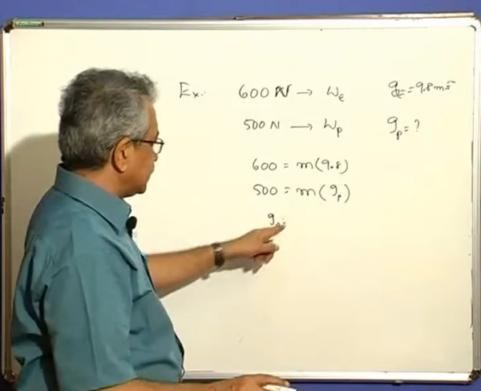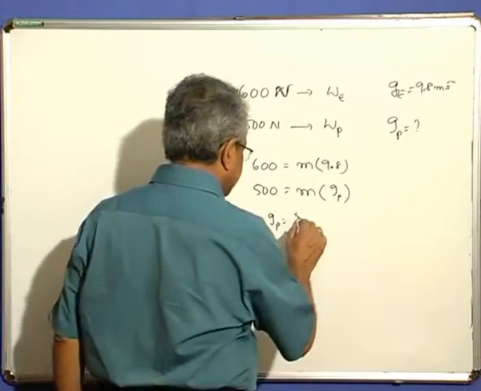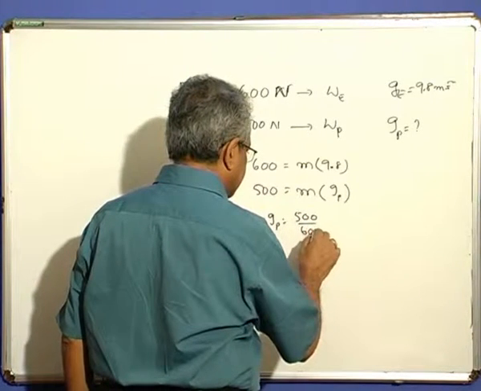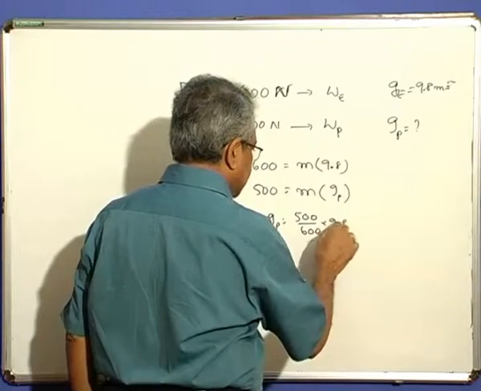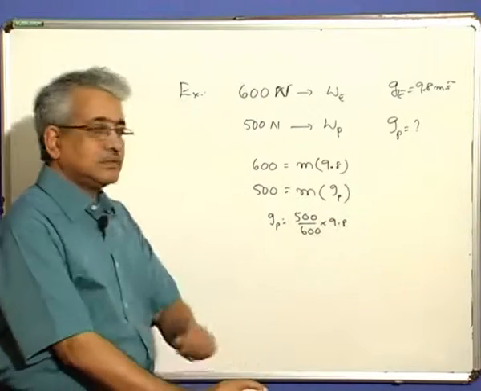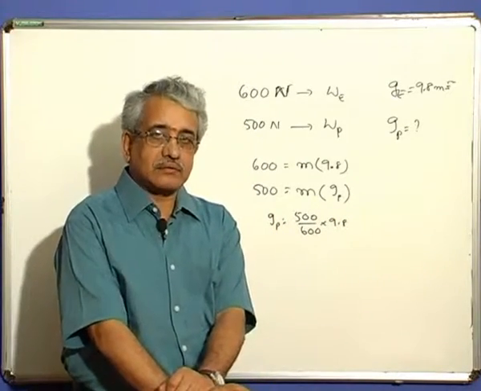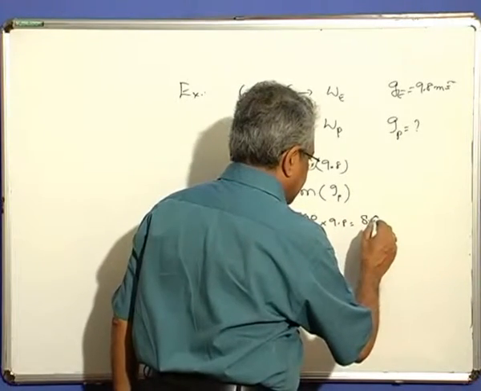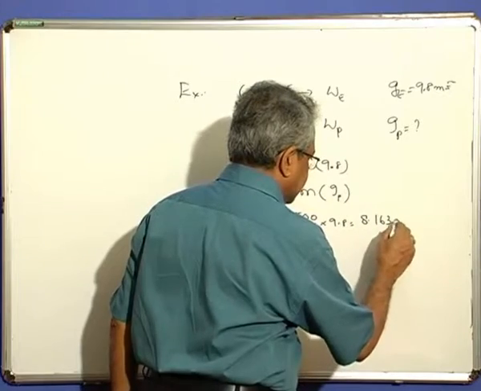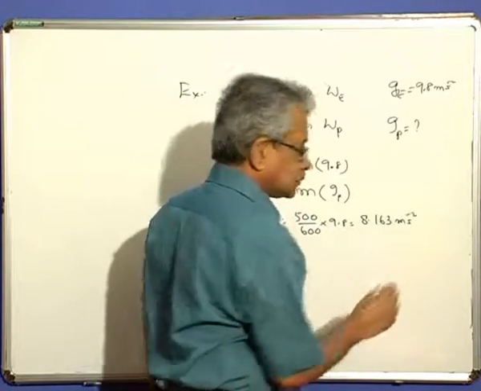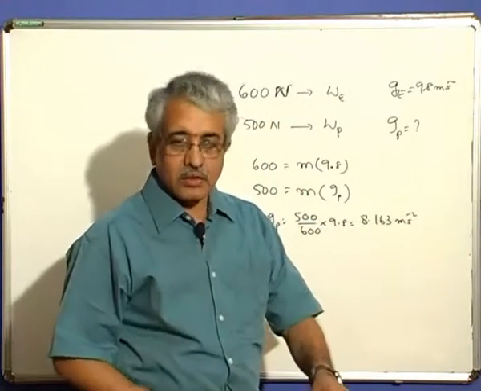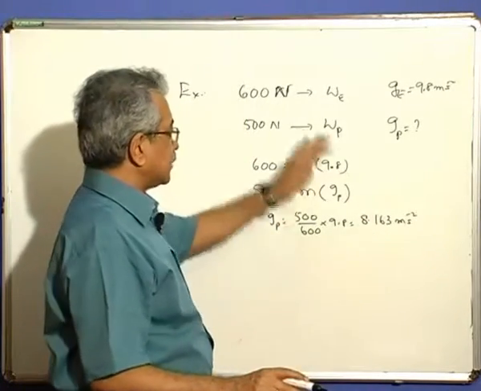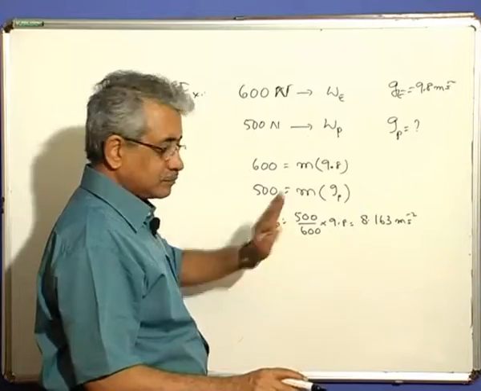You can take the ratio from this. You will find that it is 500 by 600 into 9.8. You can calculate now, and from that you will get the answer. You will get about 8.163 meters per second square. You can find it like that. So this is what the acceleration due to gravity calculation means. That's why the difference comes there.